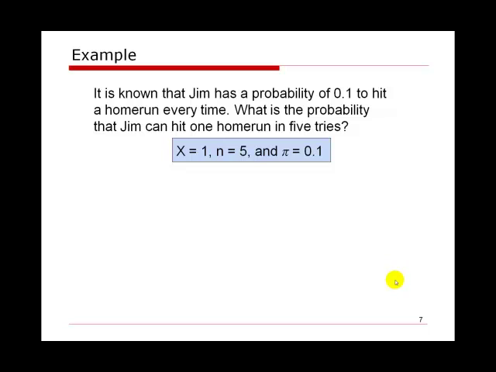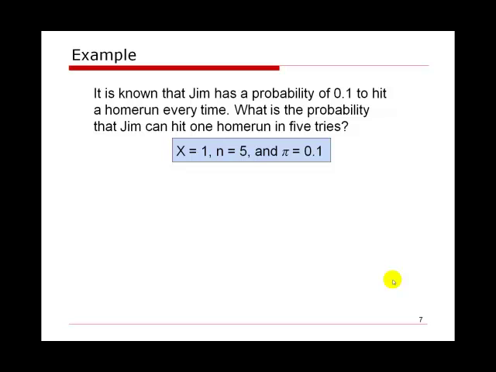Now in this example, it said first, Jim has a probability of 0.1 to hit a home run every time. So the question asks us the probability of hit home run. So hitting a home run will be the event of interest. Now the probability that this event will occur is 0.1, so the pi is 0.1. Then the question asks us, what is the probability that Jim can hit one home run in 5 tries? Which means the sample size or number of observations is 5, so we have n equals 5.